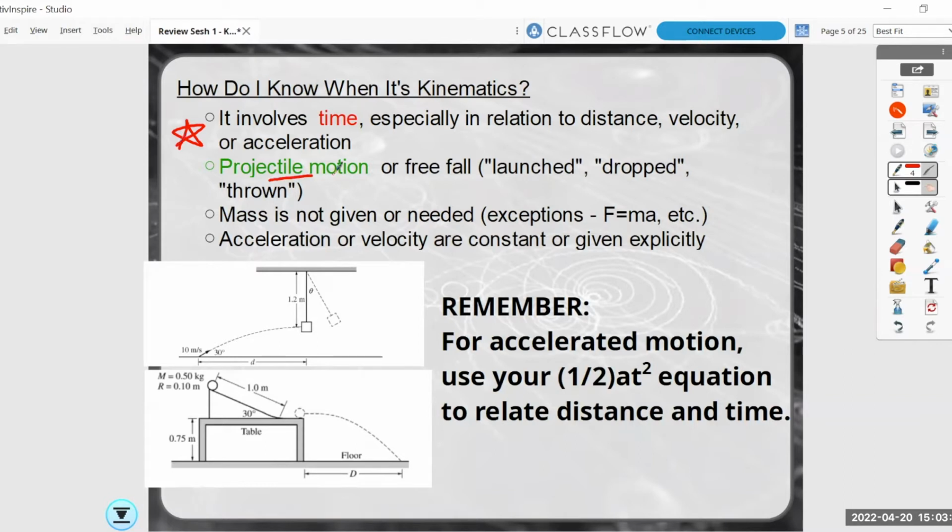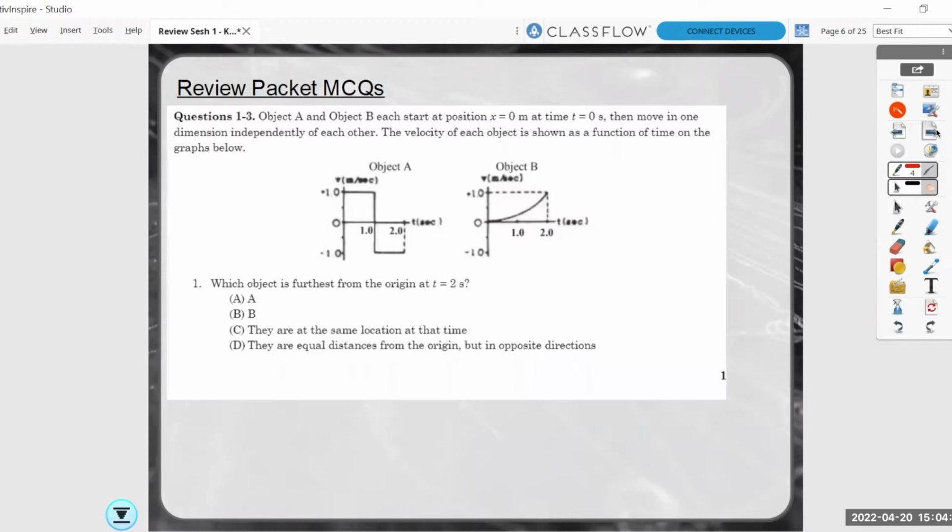Obviously, if they say projectile motion, if a thing is launched or dropped or anything, then it's almost certainly projectile motion, which is always kinematics. If they leave out mass, it's usually kinematics, although obviously there are some forces questions where you don't need mass. It asks specifically for acceleration or velocity. They just love to throw in kinematics to FRQs. You know, a thing rolls down a ramp and then falls off the table. So now it's a projectile motion question. And again, we often forget to use 1/2 at squared.